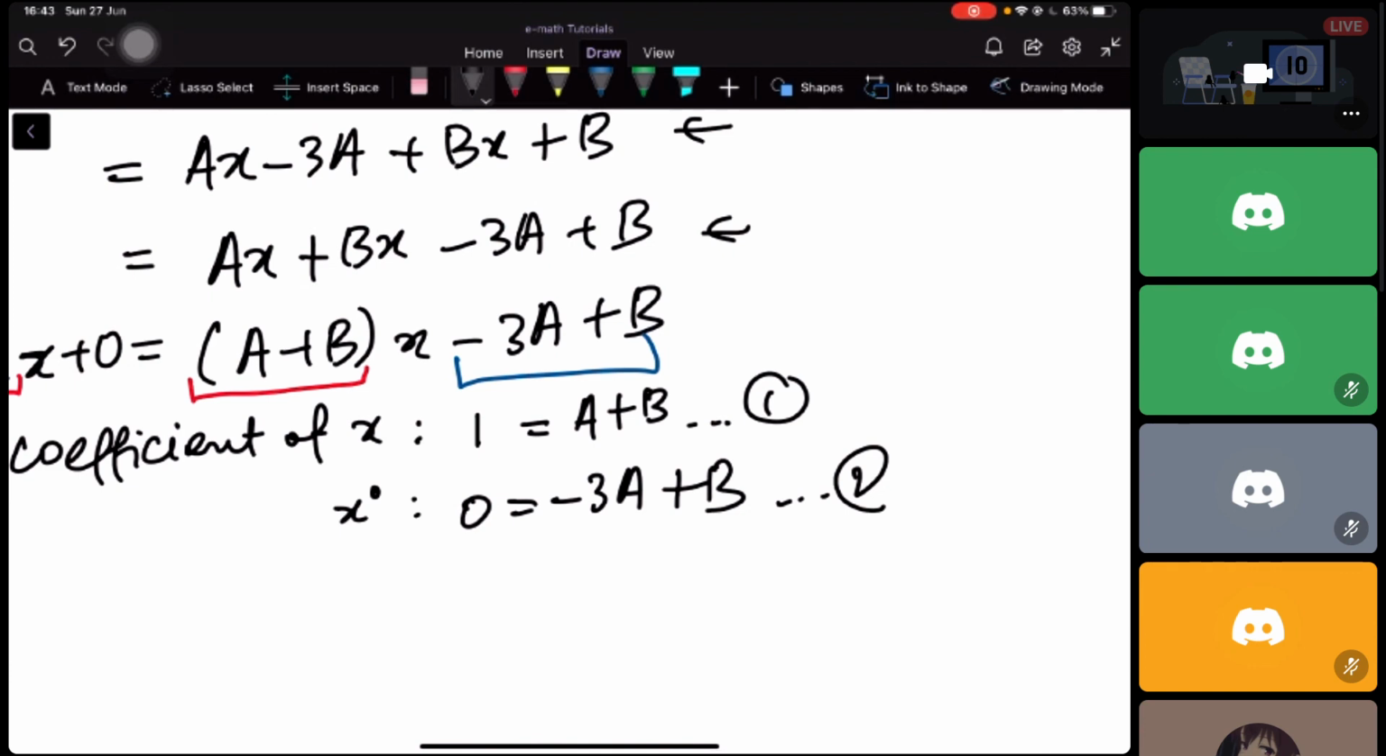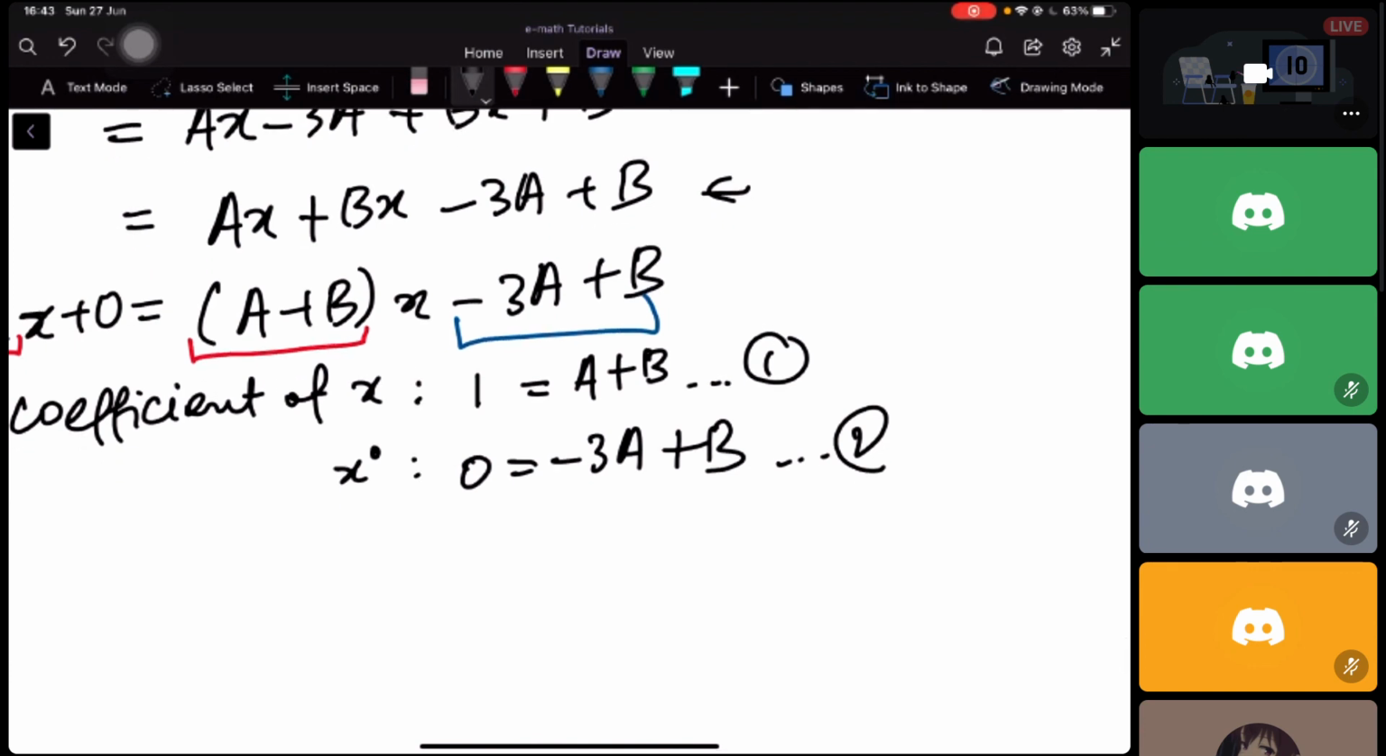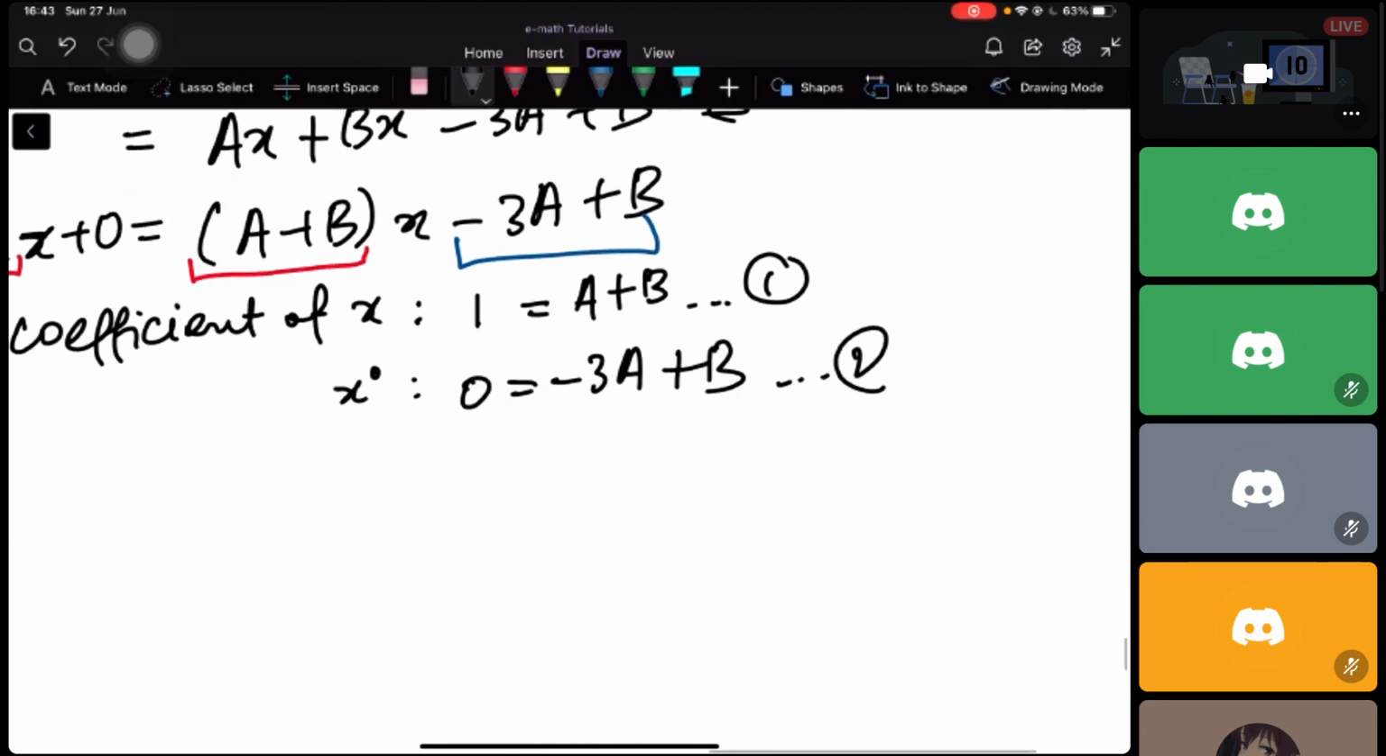Okay, you know what? You can solve it using any method you like. You want to do substitution also can. You want to use matrix also can. You want to do elimination method also can. But for me, I just use elimination method because I already write it like that. I will add equation 1 and equation 2 together.